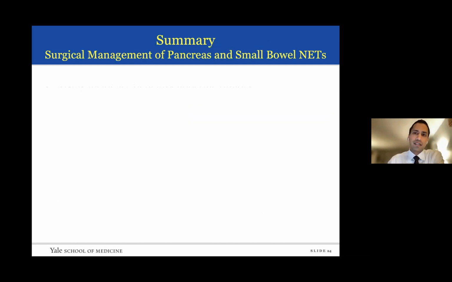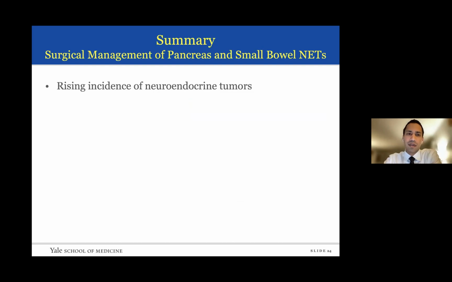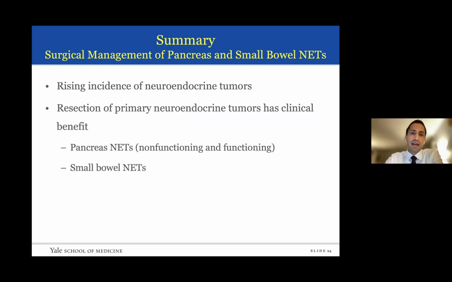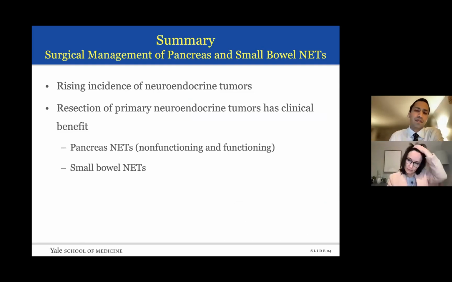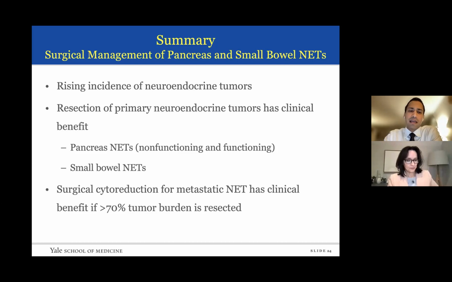So, the surgical management of pancreas and small bowel neuroendocrine tumors: the incidence is rising. Resection of primary neuroendocrine tumors has clinical benefit, and I've shown that for pancreas neuroendocrine tumors, both non-functioning and functioning, and for small bowel NETs. And finally, surgical cytoreduction for metastatic NETs has clinical benefit if greater than 70% of the tumor burden is resected. Okay, thank you for your time.